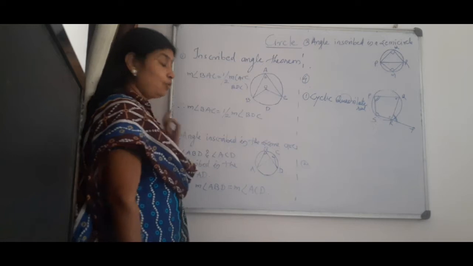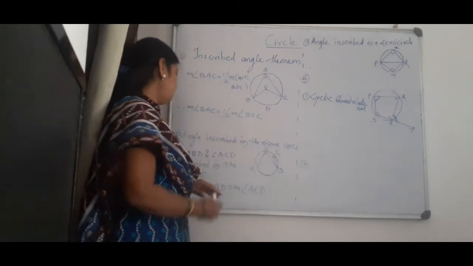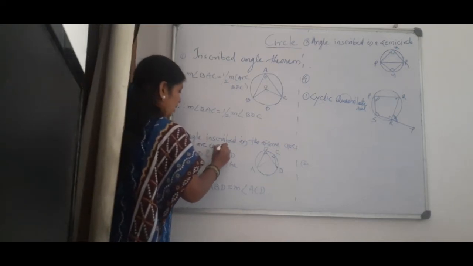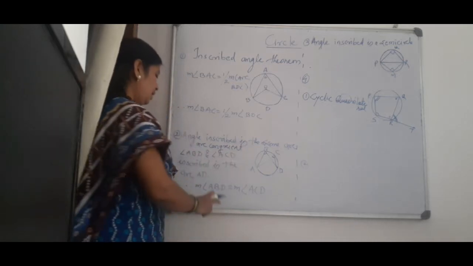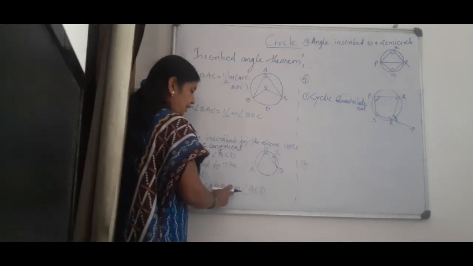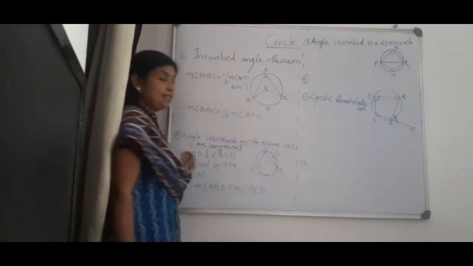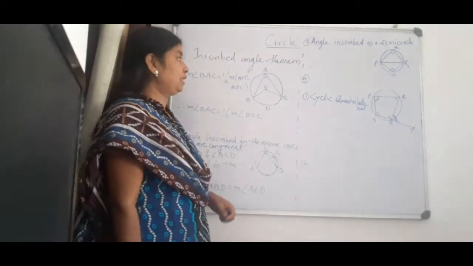What is the property of an inscribed angle? Angles inscribed in the same arc are congruent, and therefore measure of angle ABD is equal to measure of angle ACD. These both have the same measures. Now this property also you have to use while solving problems.